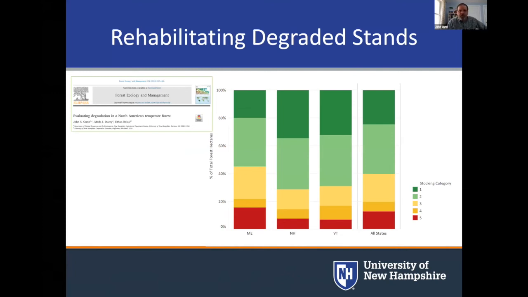And I know I'm running out of time here, but I want to move into this other piece of the portfolio in terms of thinking about how we rehabilitate stands that may have experienced some of these disturbances, or may have been the victim of bad management choices in the past. The main opportunity we have is to start thinking about shifting species composition within these stands, moving them to longer lived species or a mix of species that are at lower risk from some of these disturbances that we're aware of today.